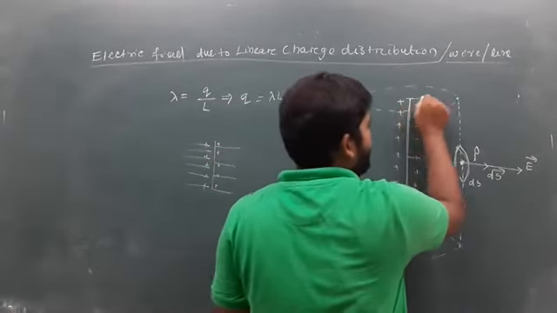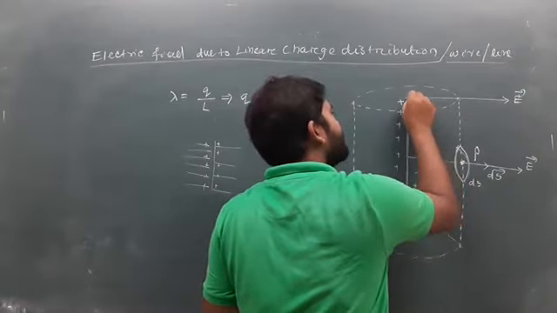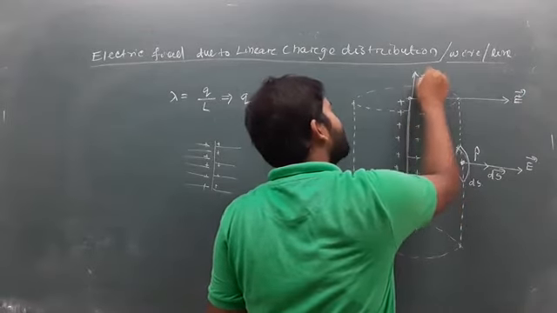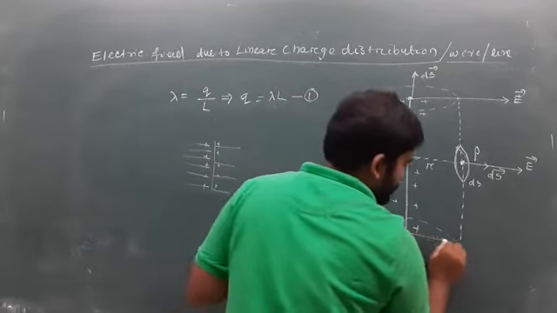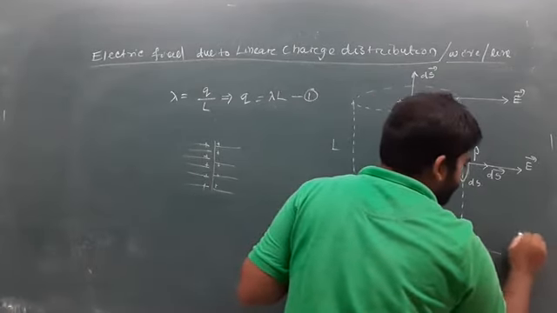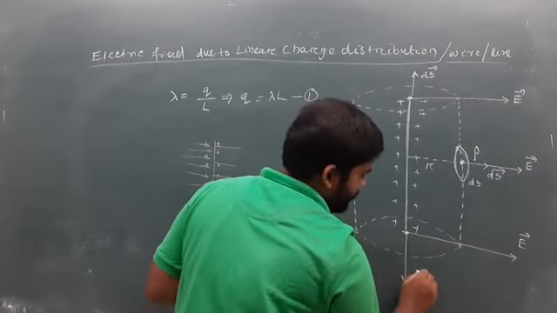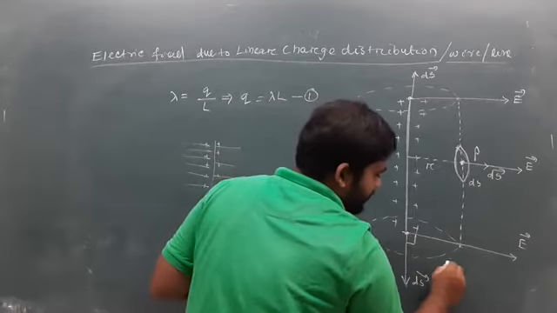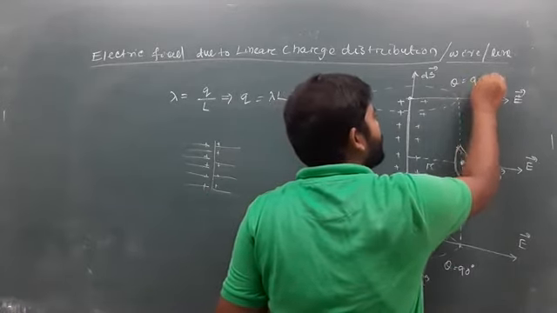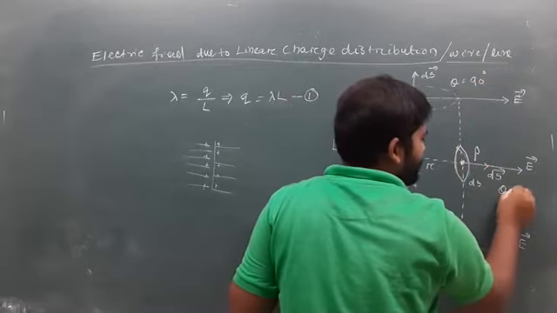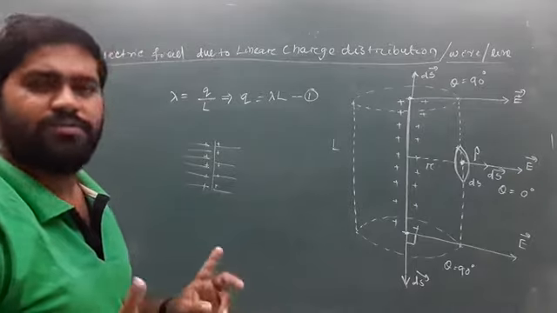From this point this will be the direction of the electric field, and for this surface the surface vector dS is here. For the lower circle this will be the direction of the electric field, and the surface vector is in the downward direction. So for the upper circle the angle theta equals 90 degrees, for the lower circle theta equals 90 degrees, and for the curved region theta equals 0 degrees. E and dS are in the same direction.